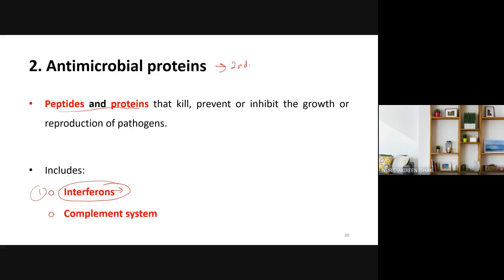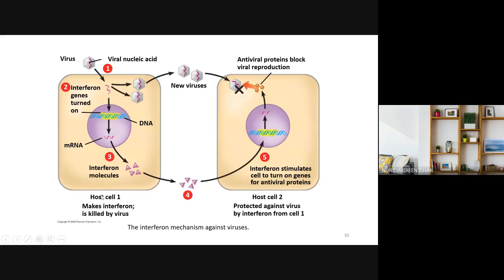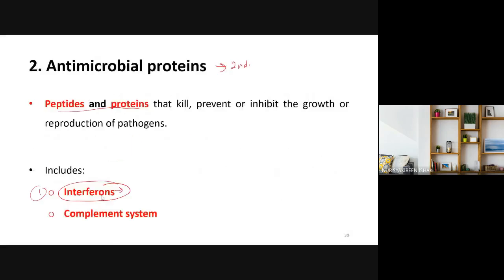So this interferon will find a healthy cell and it is like a warning to that healthy cell, so that this healthy cell produces another molecule. We call it the antiviral protein. So it produces antiviral protein. This antiviral protein will protect the healthy cell from being infected by the virus.